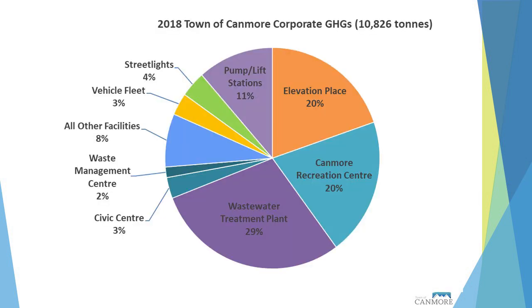This is a graph of our corporate inventory. And this has also been really valuable in showing what the main contributors are. I don't think before we did this work that there was a clear understanding of just how much 3 buildings contribute to our overall GHG footprint. And when you factor in the wastewater infrastructure, the pump and lift stations, about 3/4 of our emissions come from wastewater treatment and water treatment, as well as our 2 rec centers. And so that's been a really great conversation starter with staff and council of how we need to really focus on these buildings.